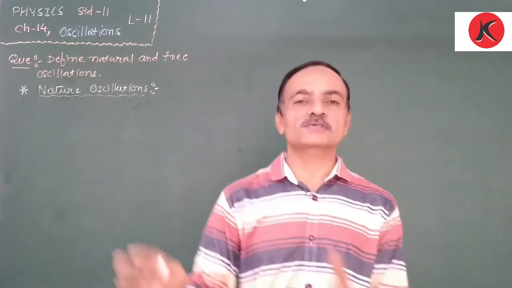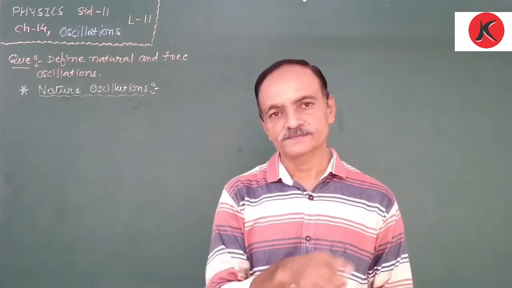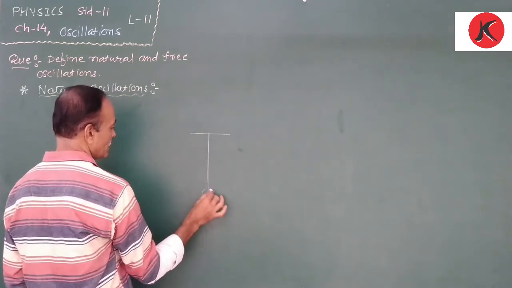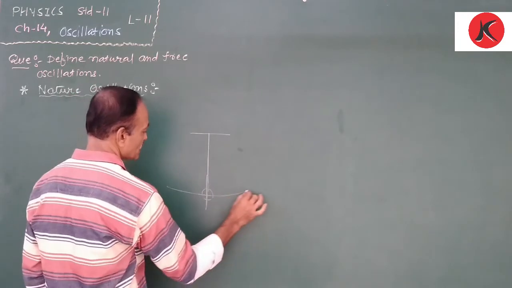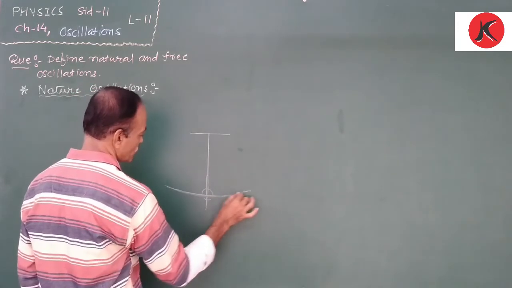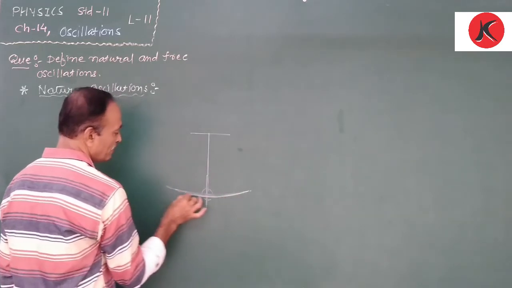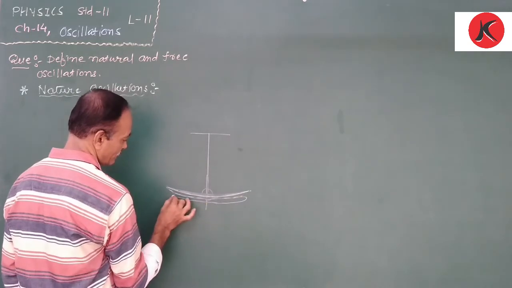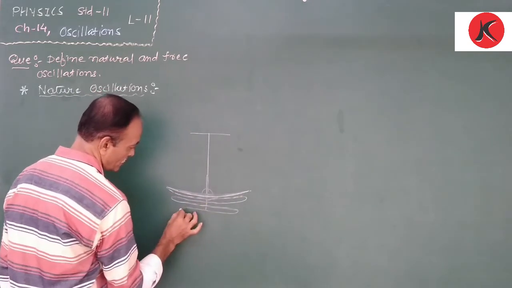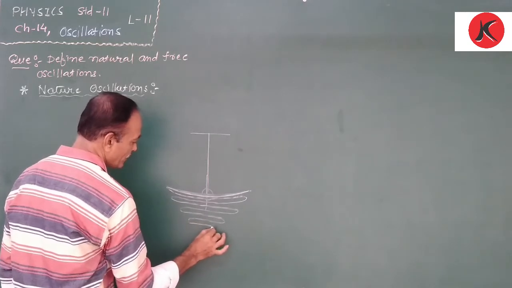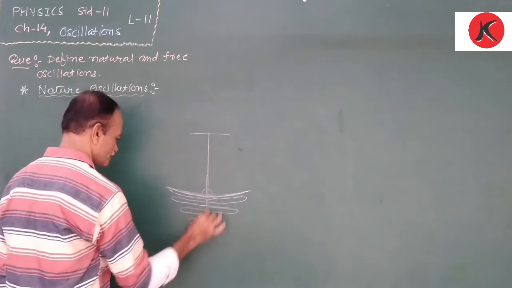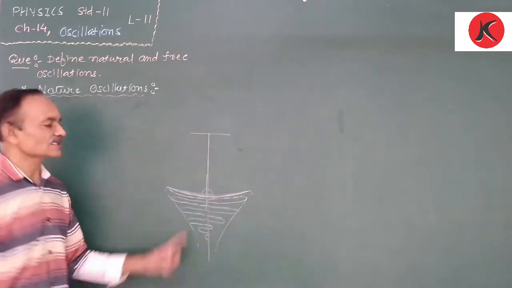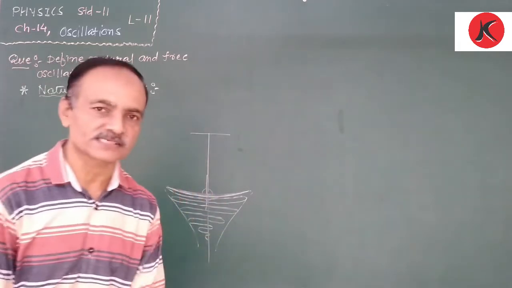Why does the amplitude of oscillation decrease this way? Suppose there is a pendulum, and there is the equilibrium position. As it is displaced and released, it performs oscillation. For the first oscillation, the amplitude is this. In the next oscillation, the amplitude is quite less, like this. At last, its amplitude decreases and then it stops. So the amplitude decreases with time. Such oscillations are known as damped oscillation.